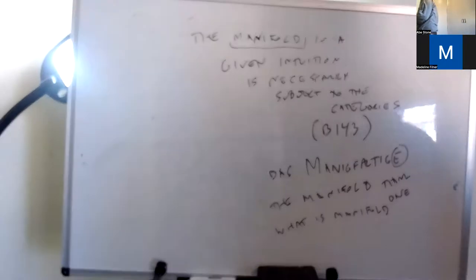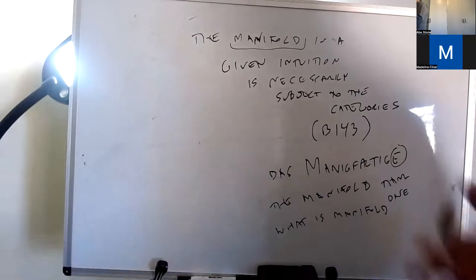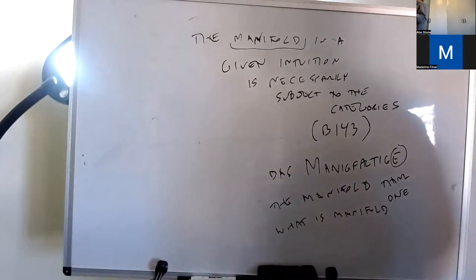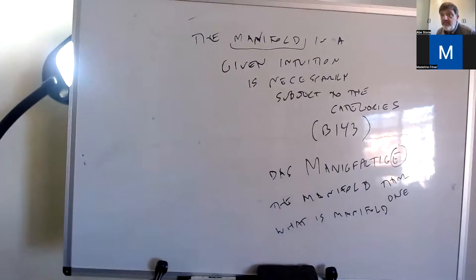So the manifold in a given intuition means whatever in a given intuition is more than just one way, the respect in which a given intuition has more to it than just one. So to say the manifold in a given intuition is necessarily subject to the categories means that in whatever way a given intuition gives me things manifoldly, in a way that's not just simple but contains more than one to it, whatever way the given intuition does that will necessarily be subject to the categories.